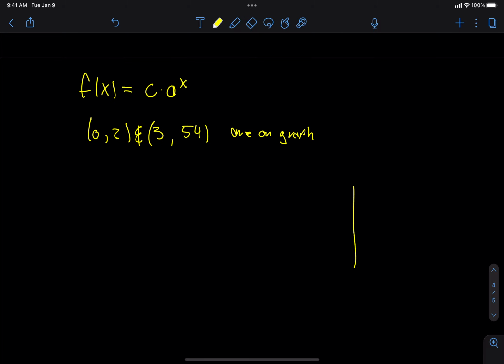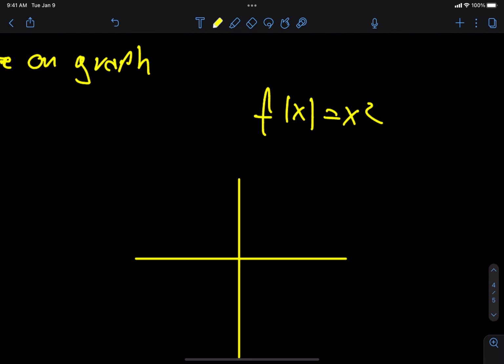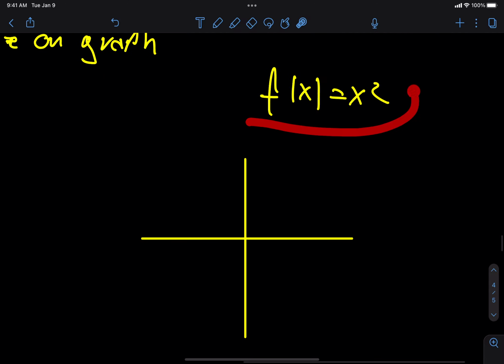So what does it mean if a point is on the graph? So what would I do if I wanted to graph a function like x squared? How would I get the graph of f of x equals x squared? What would I do in order to graph it? Aside from the fact that I already know this is a parabola, how would I get the picture? If I wanted to sketch this, what would I do?